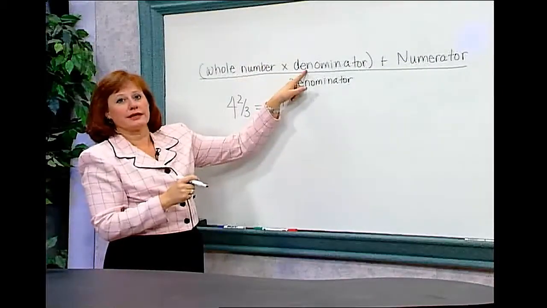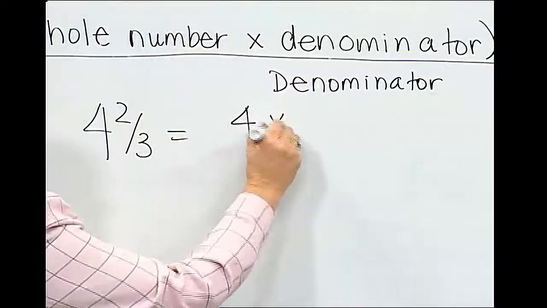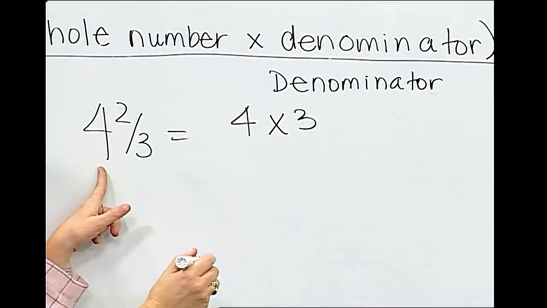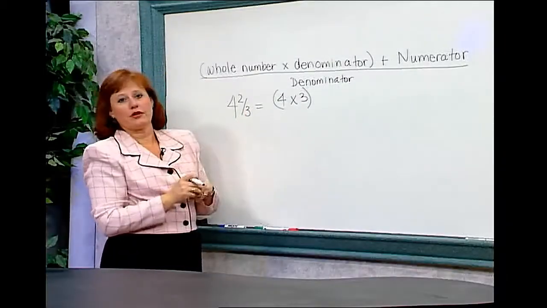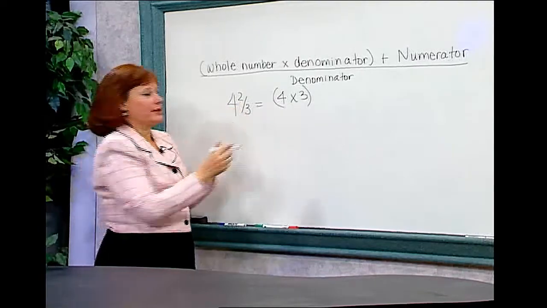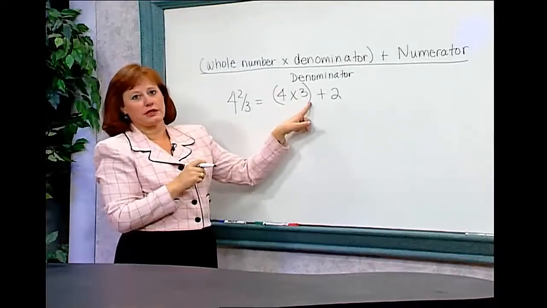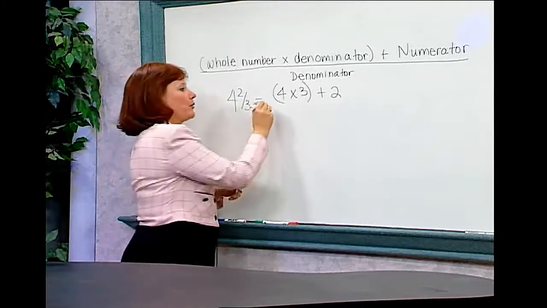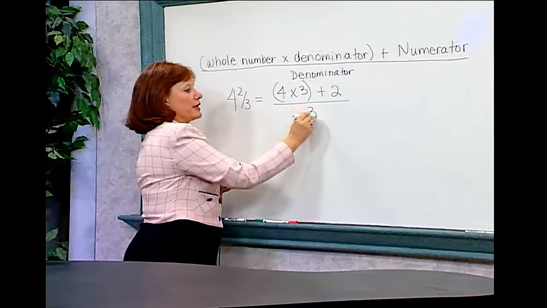Then we are to multiply it times the denominator. The denominator in this problem is 3. So we've taken the whole number times the denominator. The next step in the formula says to add the numerator. So looking through the problem, 2 is the numerator. So we have the whole number times the denominator plus the numerator, and we'll put all of that over the denominator in the problem, which is 3.